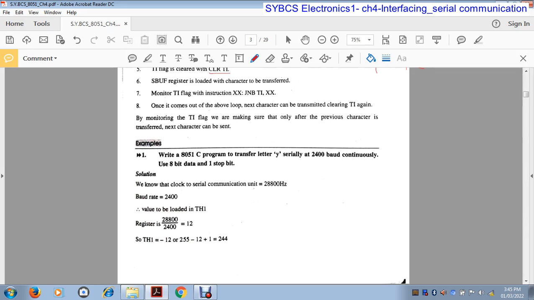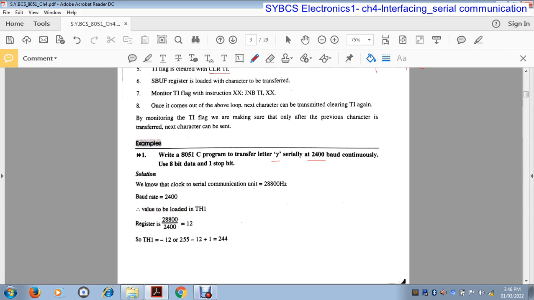Let's take one example. Write an 8051 C program to transfer the letter Y serially at 2400 baud continuously. Use 8-bit data and one stop bit. So here we have to transmit the letter Y, and we have to use baud rate 2400.